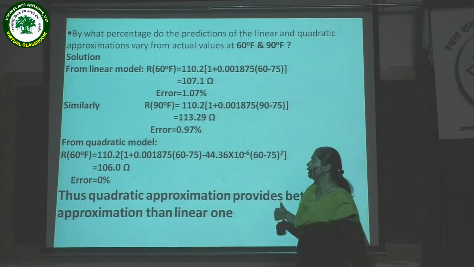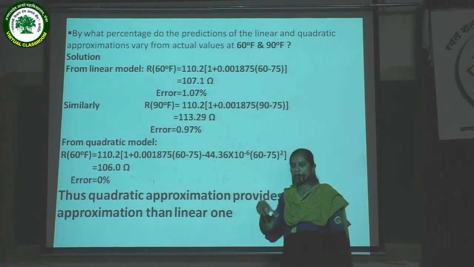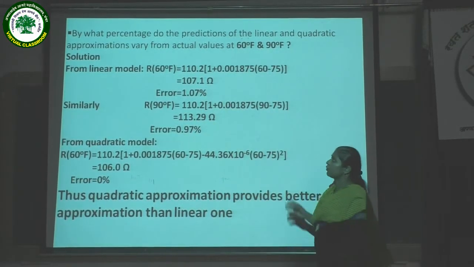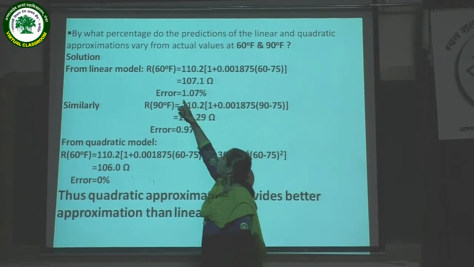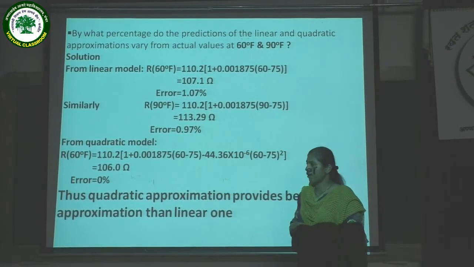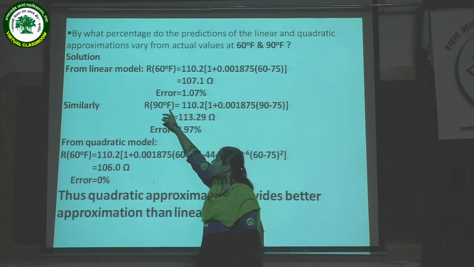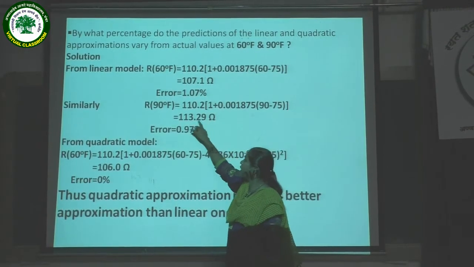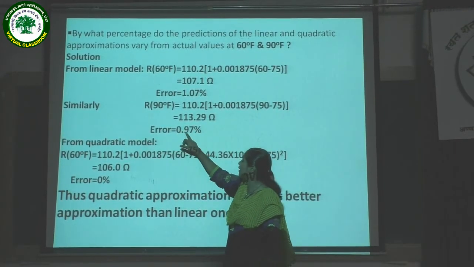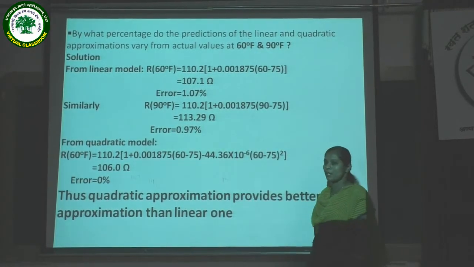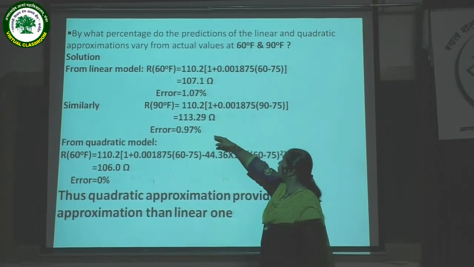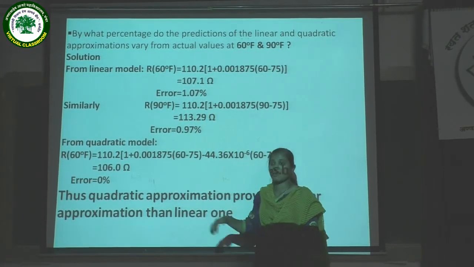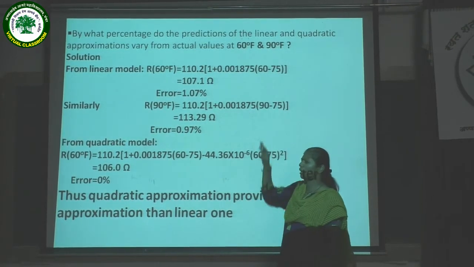Now one thing you will be able to notice here is that if we see the difference between this RT and that value, then you will notice that the error is 1.07%, which is a big error over here. And similarly, for the case of 90 degrees Fahrenheit, if you see the actual or practical data with respect to this calculated data, again there is a big error, that is 0.97%. So for 60 degrees as well as for 90 degrees, the error is 1.07 and 0.97% respectively. So it is a big error. This was regarding the linear model.